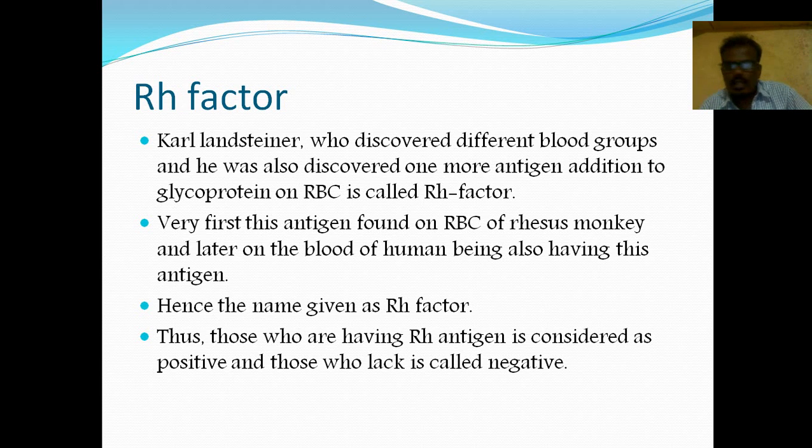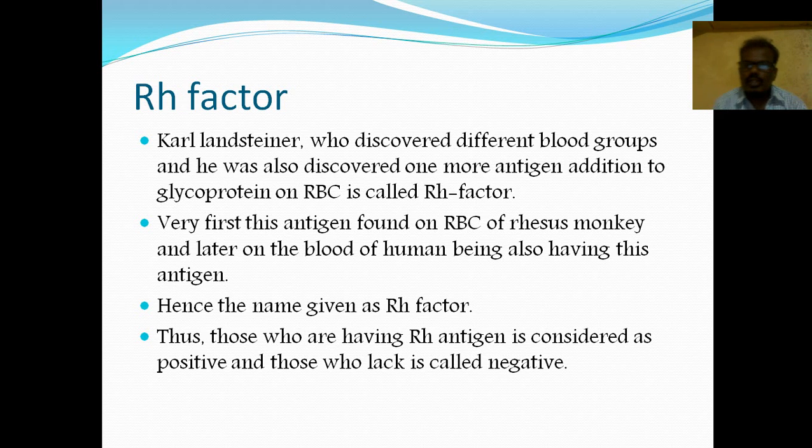This was discovered by Carl Landsteiner. In addition to antigen A and antigen B, there is one more antigen. What is it called? The RH factor. That was also discovered by Carl Landsteiner.